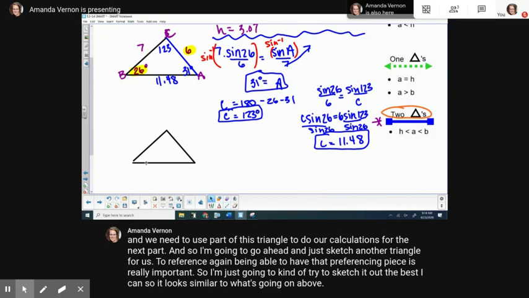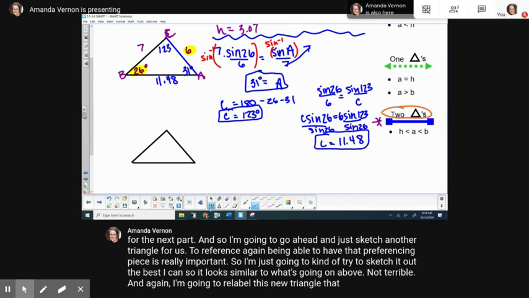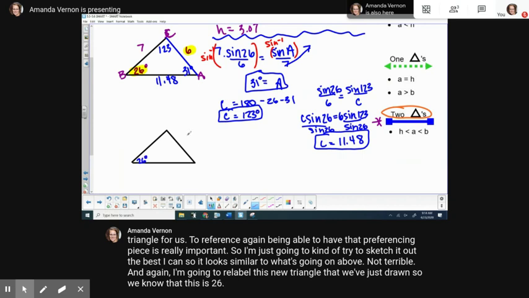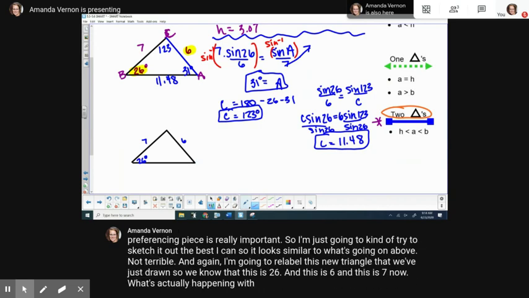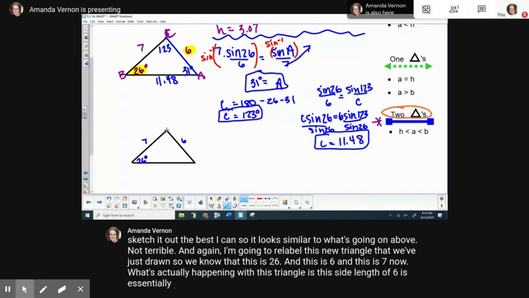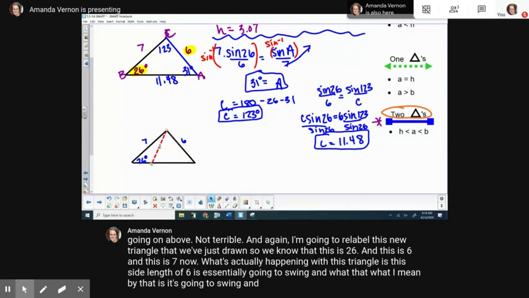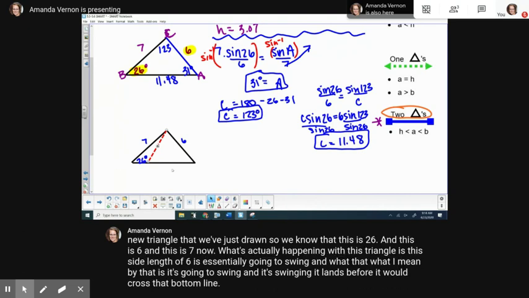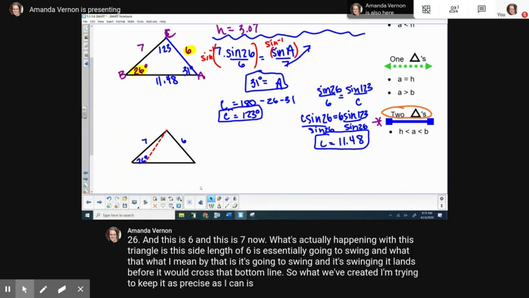Right, not terrible. Again, I'm going to relabel this new triangle that we've just drawn. So we know that this is 26, and this is 6, and this is 7. Now, what's actually happening with this triangle is this side length of 6 is essentially going to swing. In its swinging, it lands before it would cross that bottom line. So what we've created, and I'm trying to keep it as precise as I can, is this new triangle.